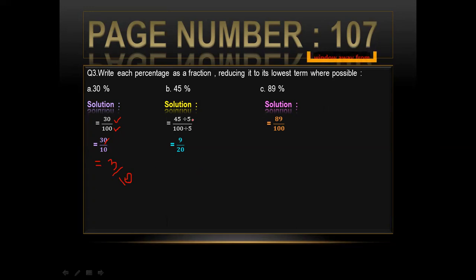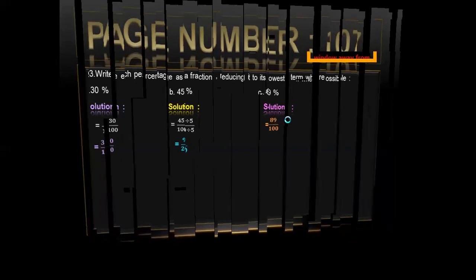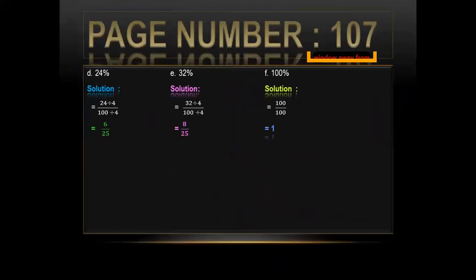The next part is B, 45%. We write it as 45 over 100, and you know that both numbers are divisible by 5, so we divide 45 by 5 and also 100 by 5. 9 over 20, and we cannot simplify it more. 9 over 20 will be our required answer. 89 over 100, we cannot cancel because 89 is a prime number and it cannot be divisible by any number.